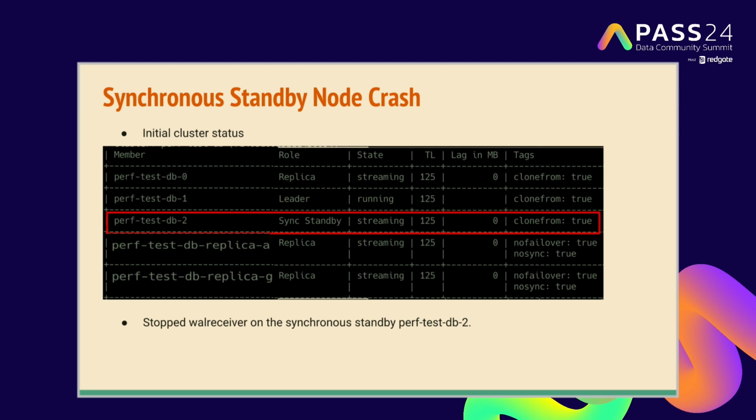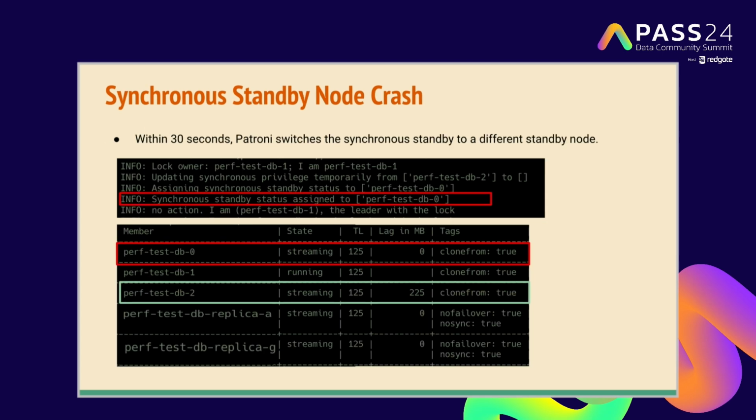So I went ahead and stopped the WAL receiver on the synchronous node, perf test db2, and then I ran a bunch of insert and update commands. So perf test db2 accumulated enough lag. Patroni detected that perf test db2 is not in a great state. It has enough lag, so within a few seconds, it promoted the next healthy standby to be a sync standby, which is perf test db0. If you look at the logs, it says synchronous standby status assigned to perf test db0. It automatically detected the issue and promoted the next healthy standby node to be a sync standby.